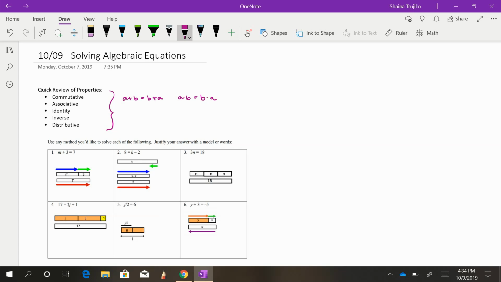We also have the associative property. That just means that the numbers can associate differently, but we'll still end up with the same end result. There's one for addition and for multiplication.